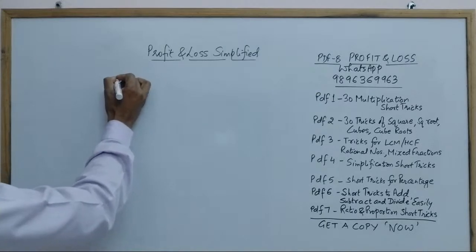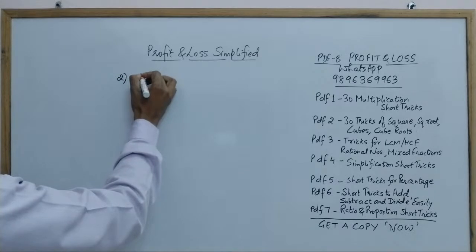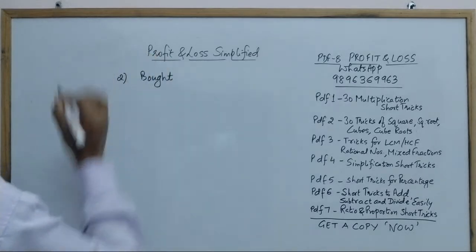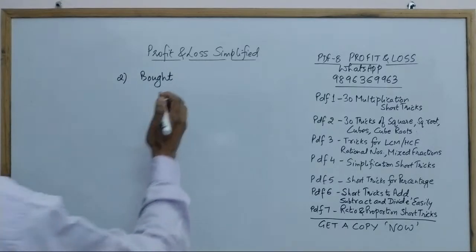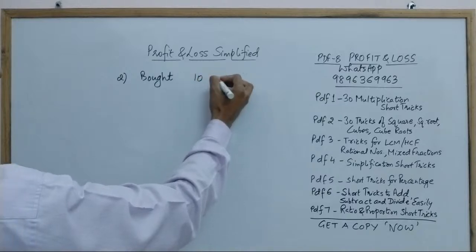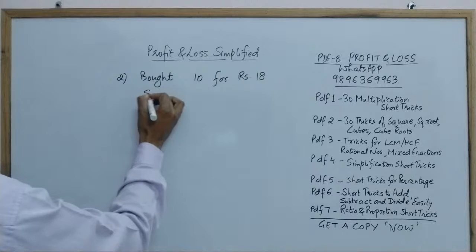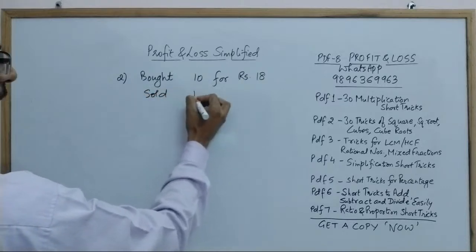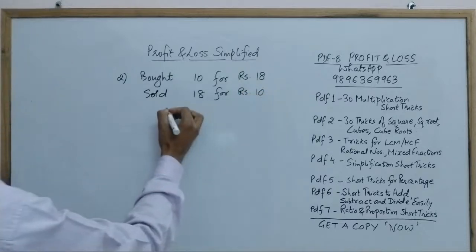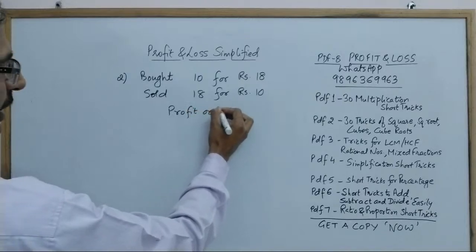Question number 2. There are some items which are bought at 10 for rupees 18 and sold at 18 for rupees 10. So you need to find the profit or loss percent in this transaction.